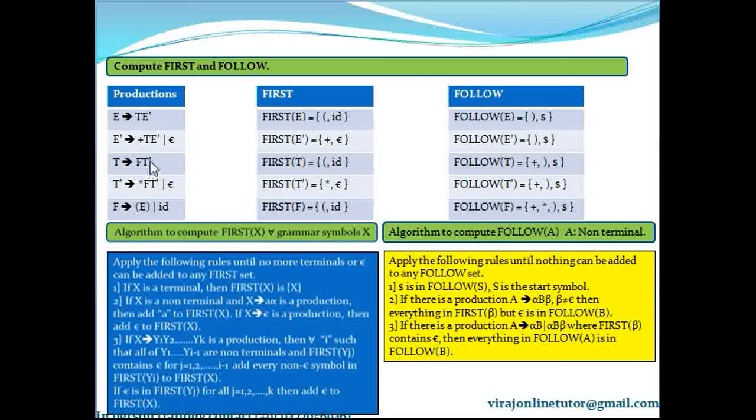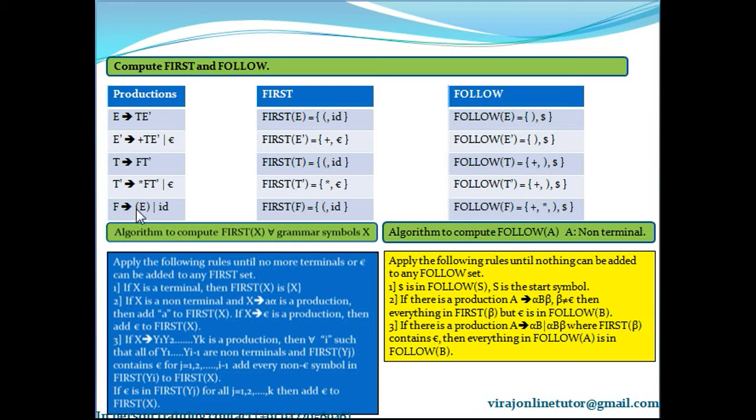Alpha, B, beta. First of T dash, you place it in follow of F. First of T dash, that is asterisk, you place it in follow of F. Then alpha B beta. First of T dash, you place it in follow of F. So asterisk I am placing here.